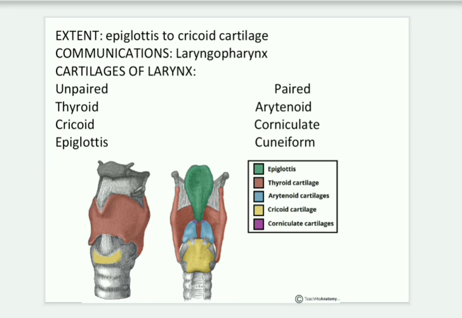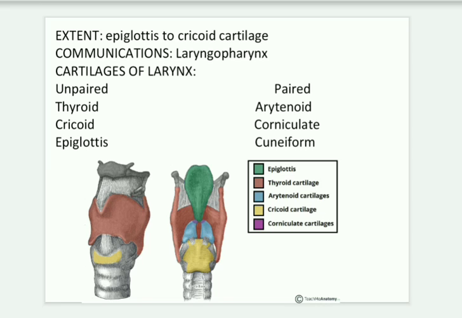And its communications, it is between the larynx and pharynx, so it is called the laryngopharynx. It will be present at the level of C3 to C6 vertebra, and it has some constitutions. It is made up of a skeletal framework of cartilages, which get connected to joints, ligaments and membranes.